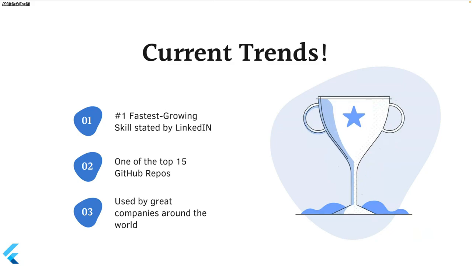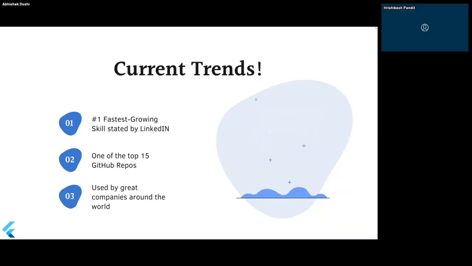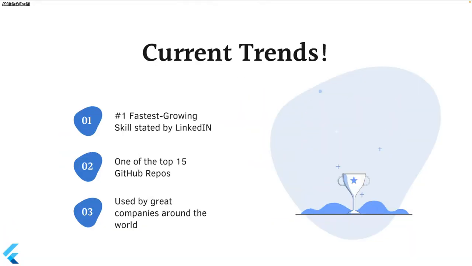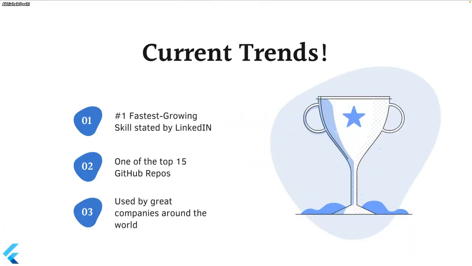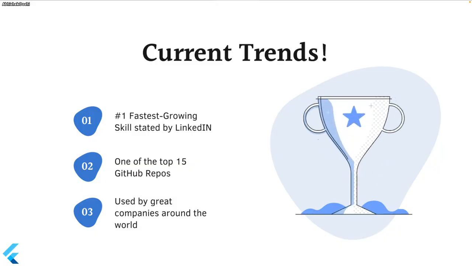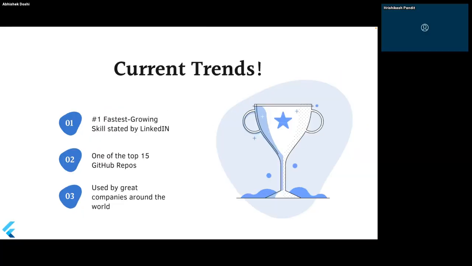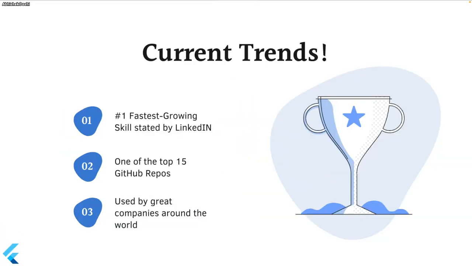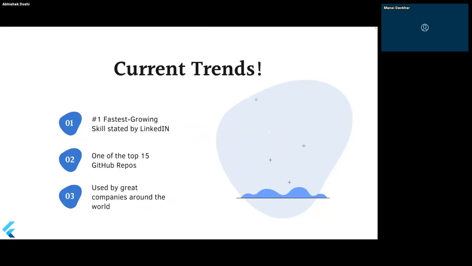Come on, there are more. Google Earth is developed on Flutter Web. There are also apps like NotebookLM, that's also on Flutter. Spotify is not on Flutter. Amazon is not on Flutter. Burger King is not on Flutter. Google Classroom is on Flutter, yes.